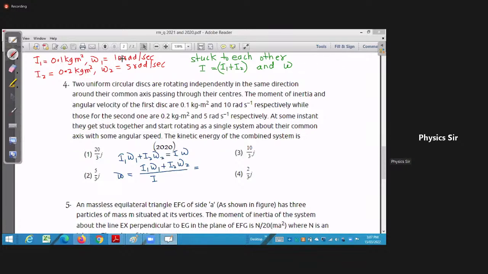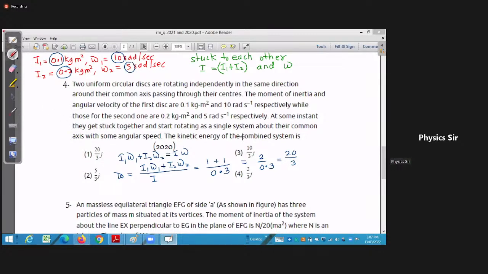What is I1 omega 1? I1 is 0.1, omega 1 is 10. So 0.1 into 10 will give you 1. I2 is 0.2 and omega 2 is 5, so 0.2 into 5 will give you 1. And what is I1 plus I2? 0.1 plus 0.2 is 0.3. So this will be 2 divided by 0.3, which is the same as 20 by 3.